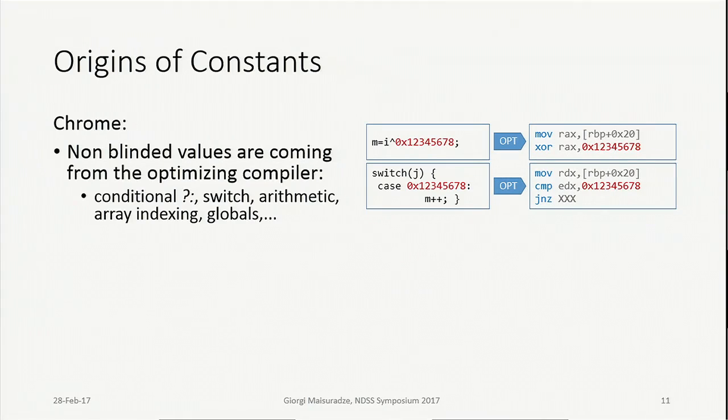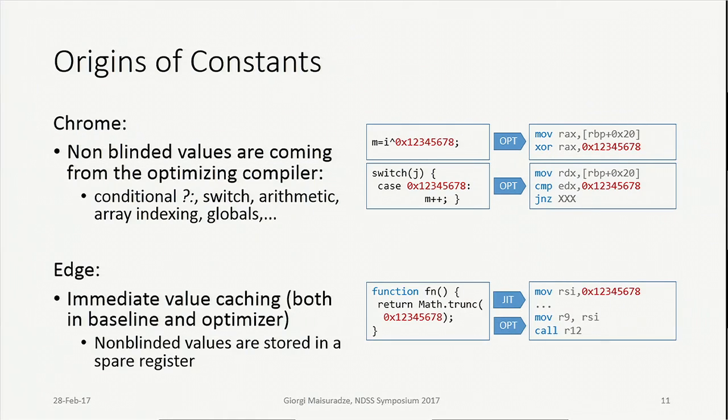In Chrome, we found out that we only see non-blinded constants in the optimizing compiler, and this is probably because Chrome favors performance more and tends to not blind all of the constants in its optimizing compiler. However, because an attacker can simply trigger the optimizing compiler by running the same function multiple times, she can also trigger generation of these gadgets. In Internet Explorer, however, we saw that both baseline and optimizing compilers would generate such gadgets.